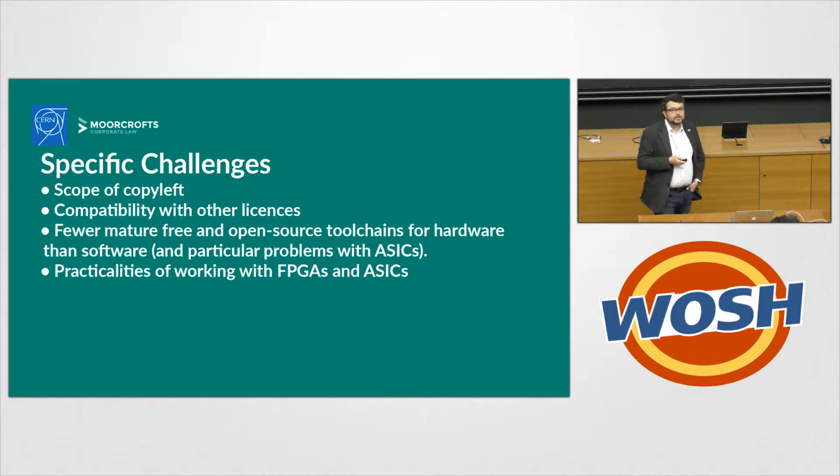Another problem that we have, in contrast with the world of software, is that there are fewer open source tool chains available in hardware than there are in software. And this creates particular problems with ASICs, where there are a lot of proprietary tool chains that have a lot of proprietary libraries that you need to be able to create anything useful. So the question is, how do we deal with those? FPGAs and ASICs have really been a core focus in coming up with the new license, to make sure that it actually addresses the practicalities of those particular forms of hardware.